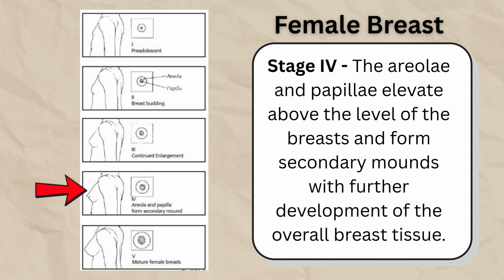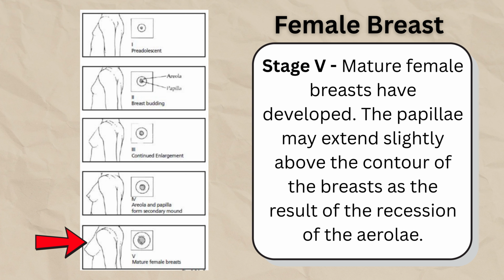Stage 4, the areolae and papillae elevate above the level of the breasts and form secondary mounds with further development of the overall breast tissue. Stage 5, mature female breasts have developed. The papillae may extend slightly above the contour of the breasts as the result of the recession of the areolae.